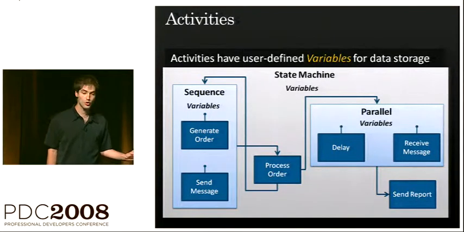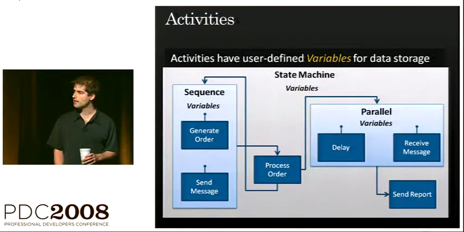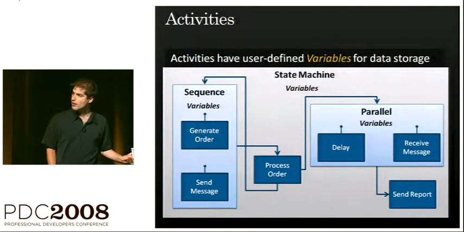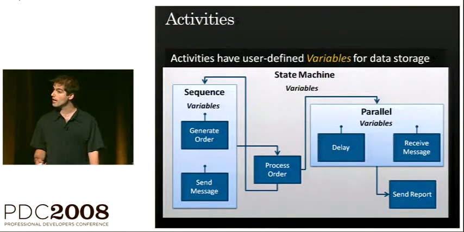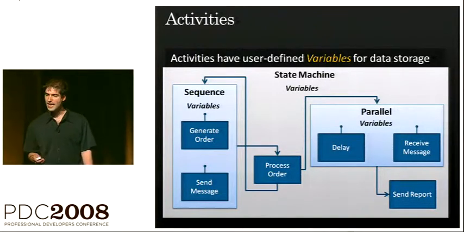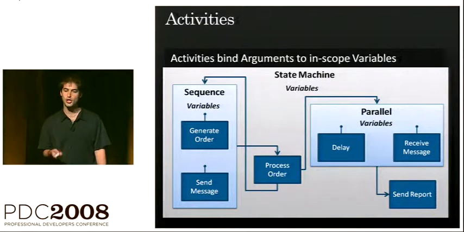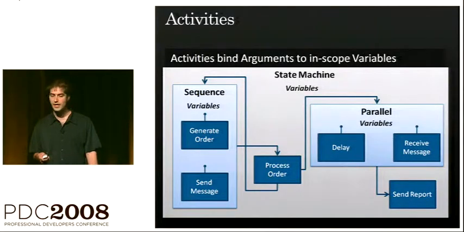Now, when data needs to be stored across activity boundaries, that data is stored in variables. Variables provide a place for you to store data at any scope that is a composite activity. Activities can bind their arguments to any variables that are in scope. So for example, generate order can bind its arguments to variables either on sequence or state machine, whereas send report can only bind its arguments to variables on state machine.